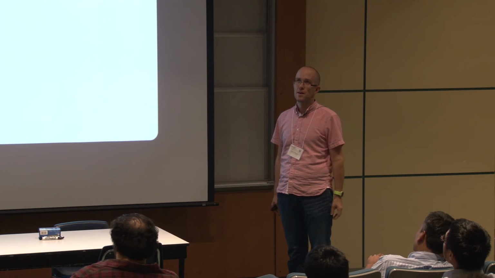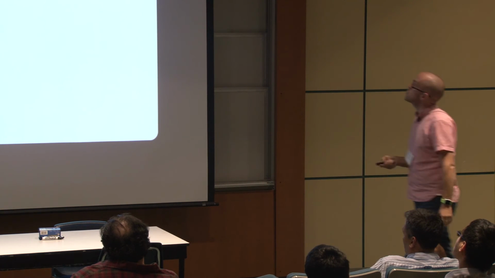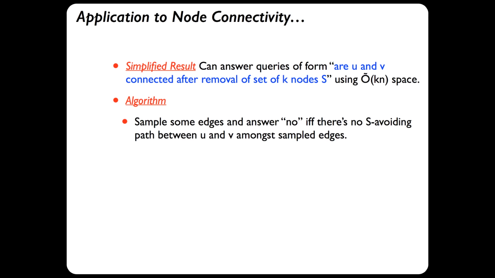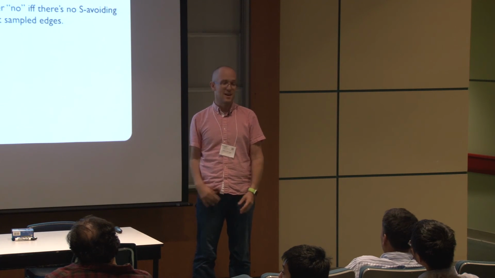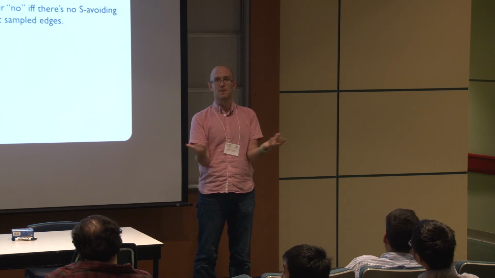Which is kind of equivalent to: is there a path in the graph between U and V that avoids a set of nodes I'm now specifying to S? Okay? So let me show you how to do that using densest sampling. You remember the algorithm for densest subgraph: sample some nodes and just analyze that sampled graph. And then the algorithm for matching: sample some edges and look for the maximum matching amongst the sampled edges.